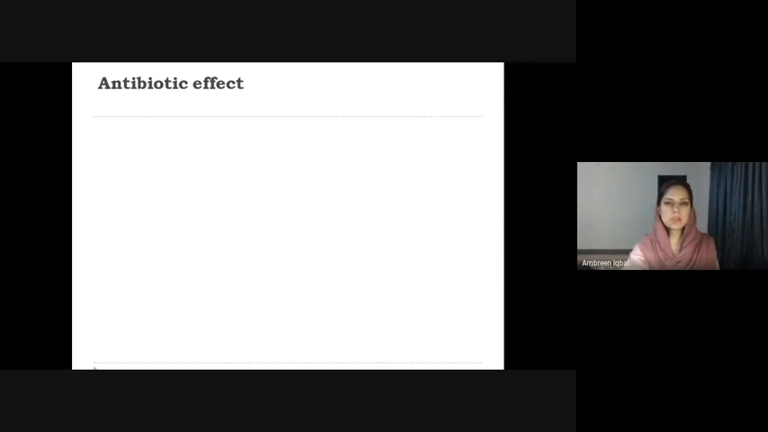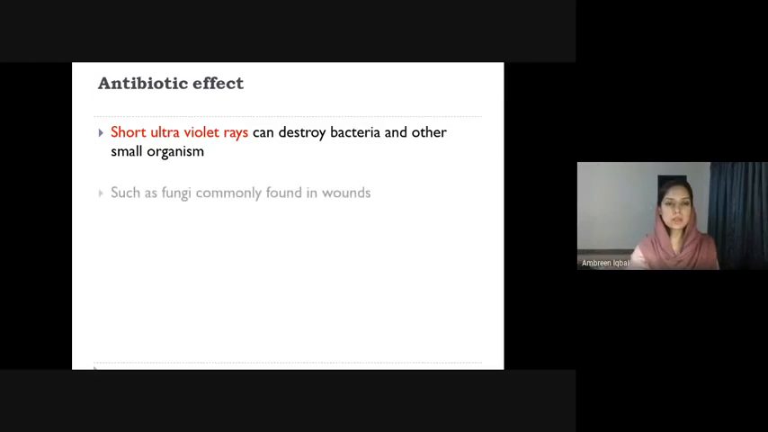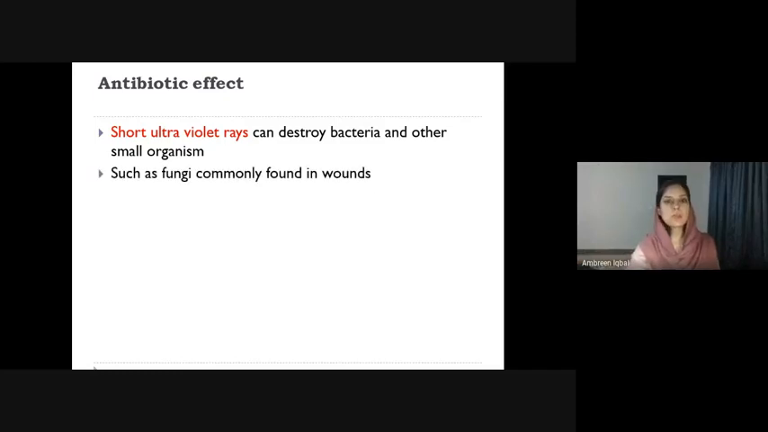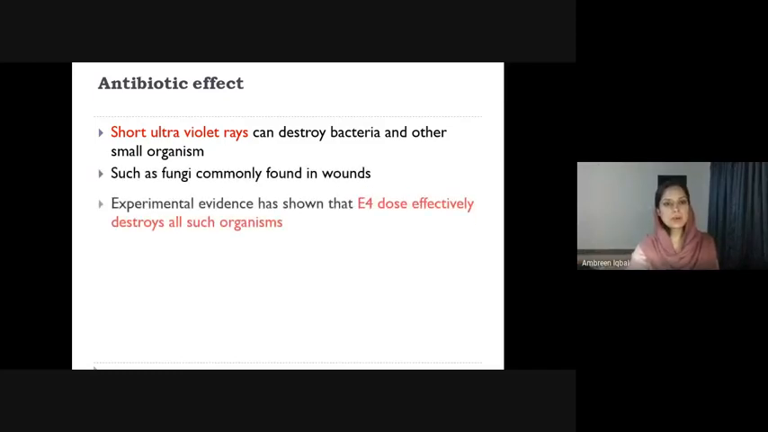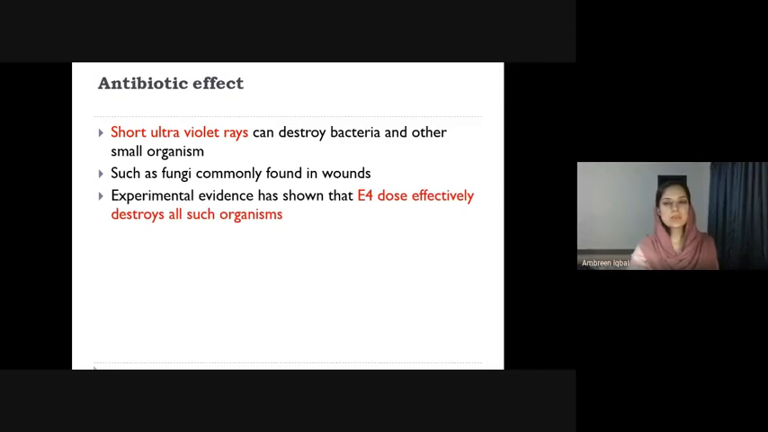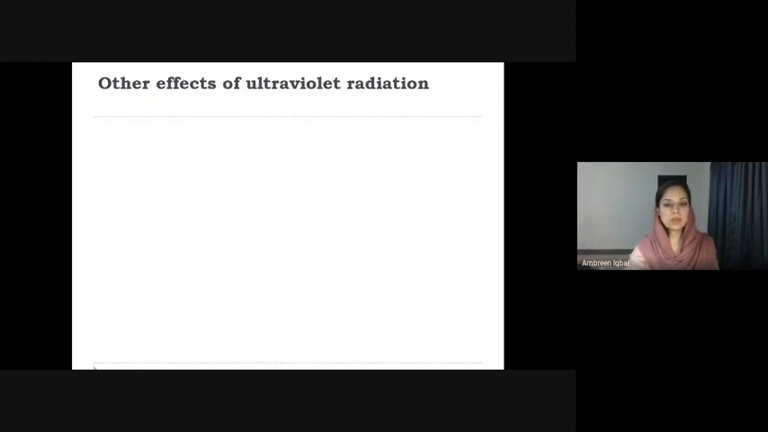The second last, or almost last, physiological effect of ultraviolet is the antibiotic effect. Shorter ultraviolet rays can destroy bacteria and other organisms, such as fungus, commonly found in wounds. Experimental evidence has shown an E4 dose effectively destroys all such organisms, and ultraviolet C is also considered to be ionizing and germicidal.